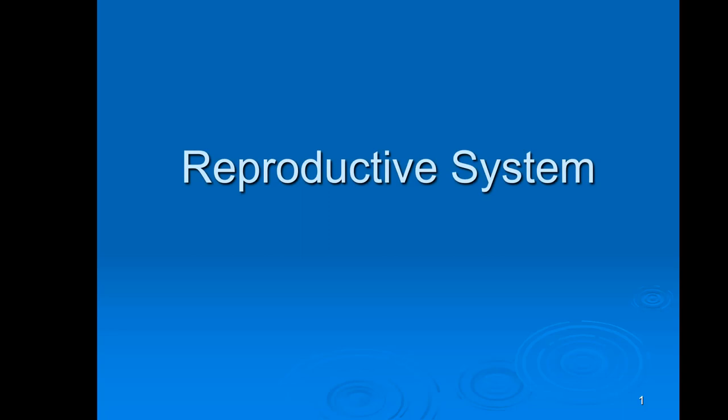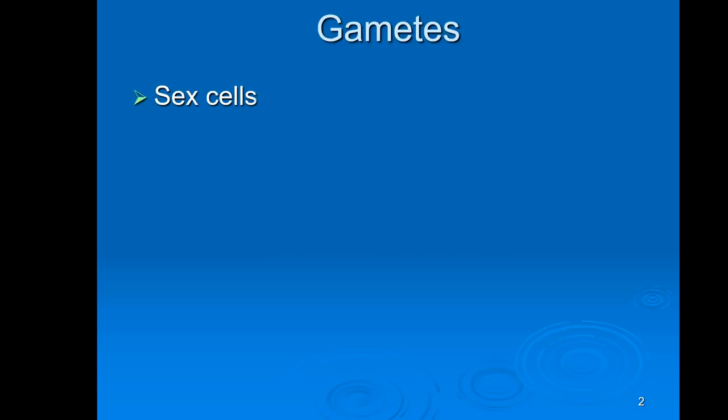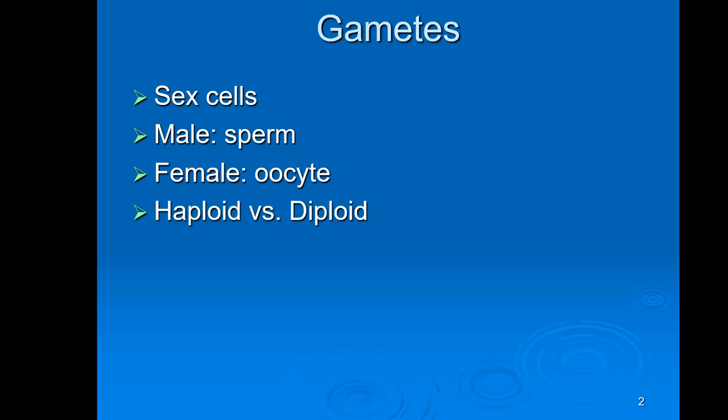All right, this next lecture is going to be on the reproductive system. A little bit about the reproductive system, whether you're talking about males or females: there are sex cells called gametes. In the male, the gamete is the sperm, and in the female, it is the oocyte, or commonly just known as the egg. These sex cells, or gametes, are haploid, which means they have half the number of chromosomes of normal cells, which are called diploid.